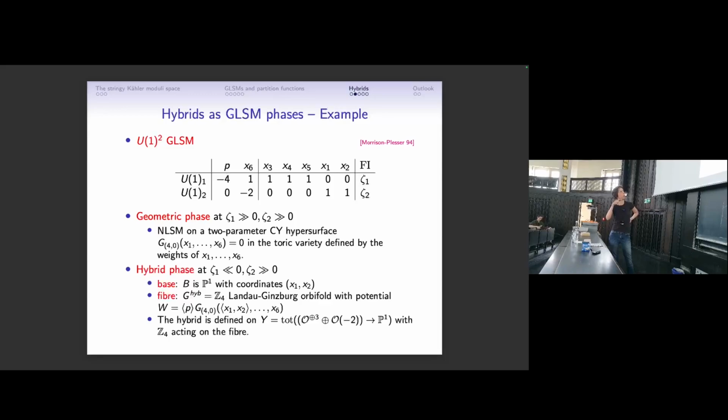So we actually have a Landau-Ginzburg orbifold, which comes from the first U(1) breaking to a Z_4. So we have the total space Y that I had before, which is this bundle here. This is deduced from the weights of the second line, fibered over P^1. The fiber coordinates are x3 to x6, and the base coordinates are x1, x2.